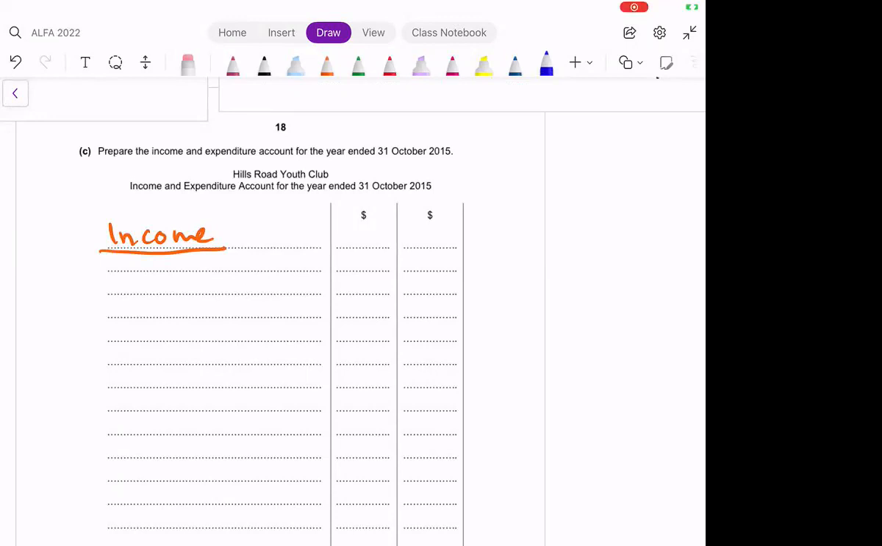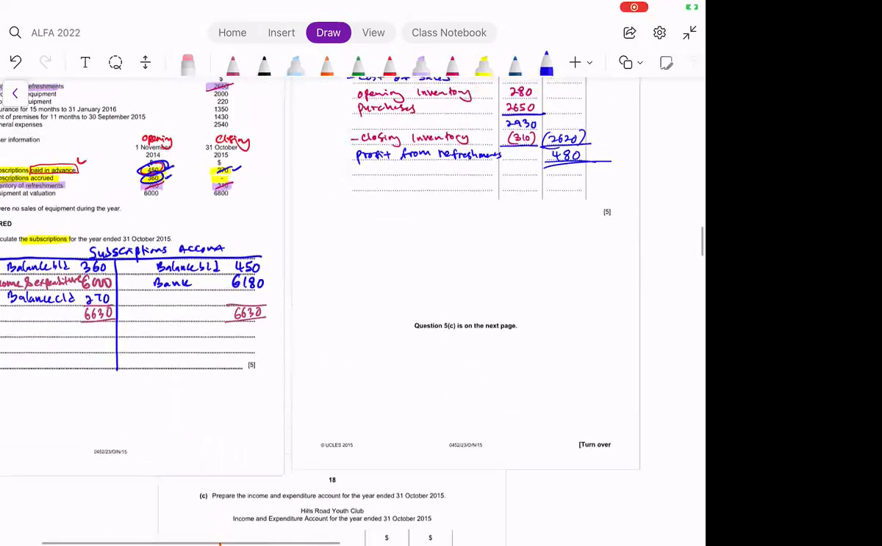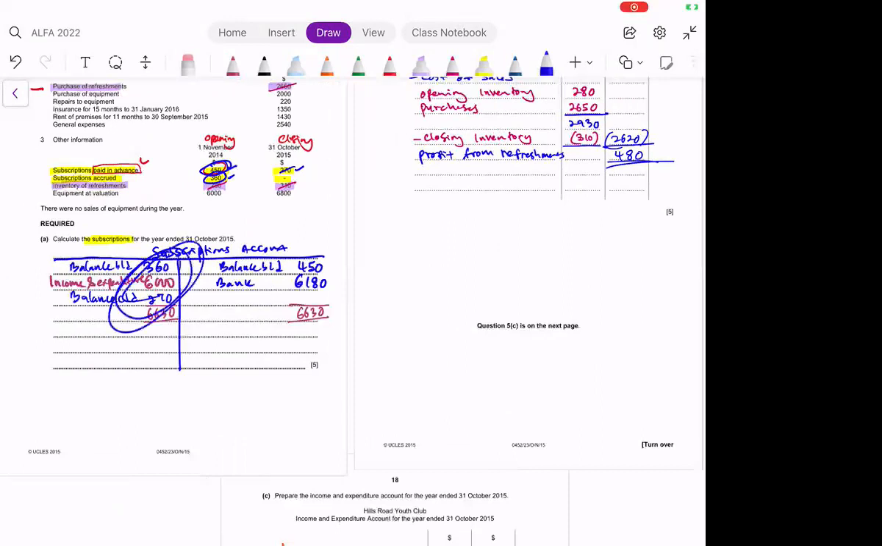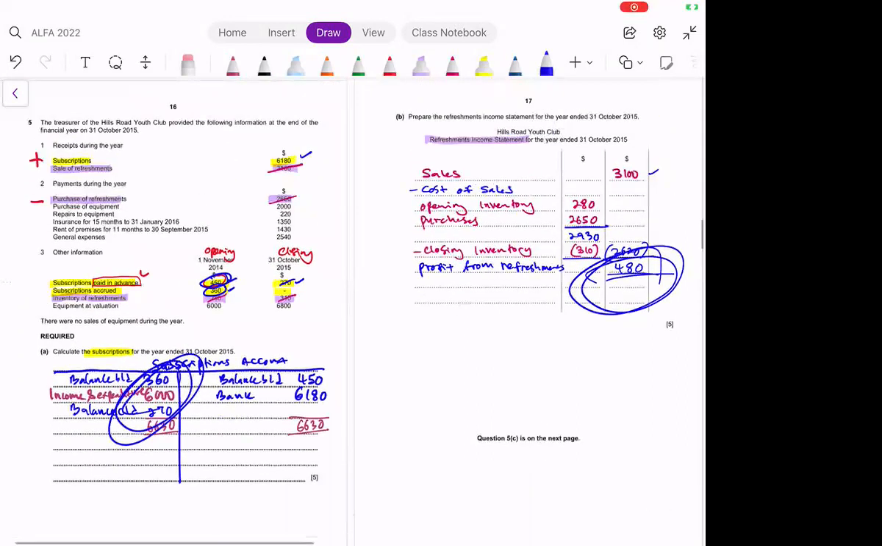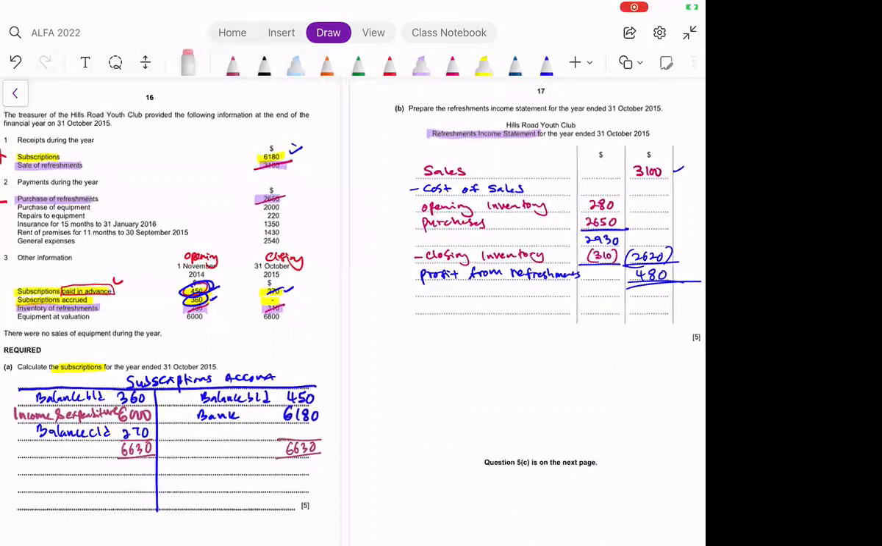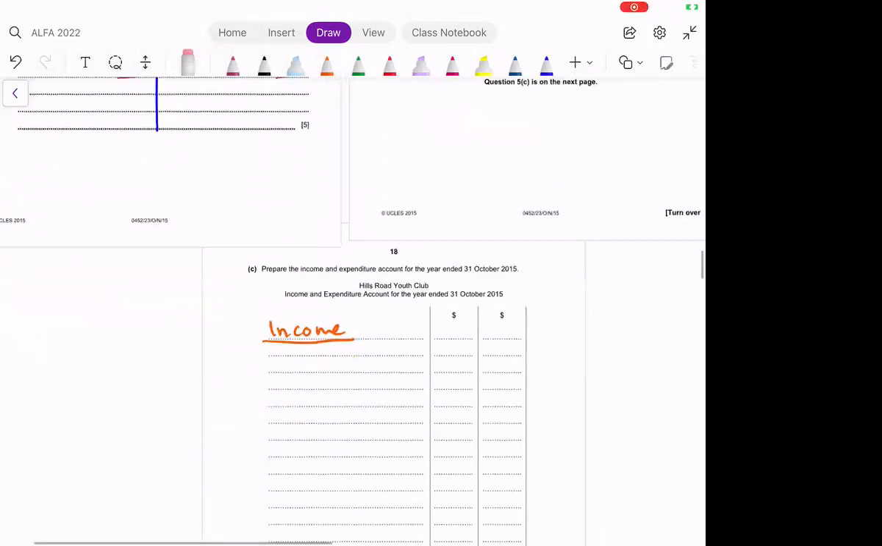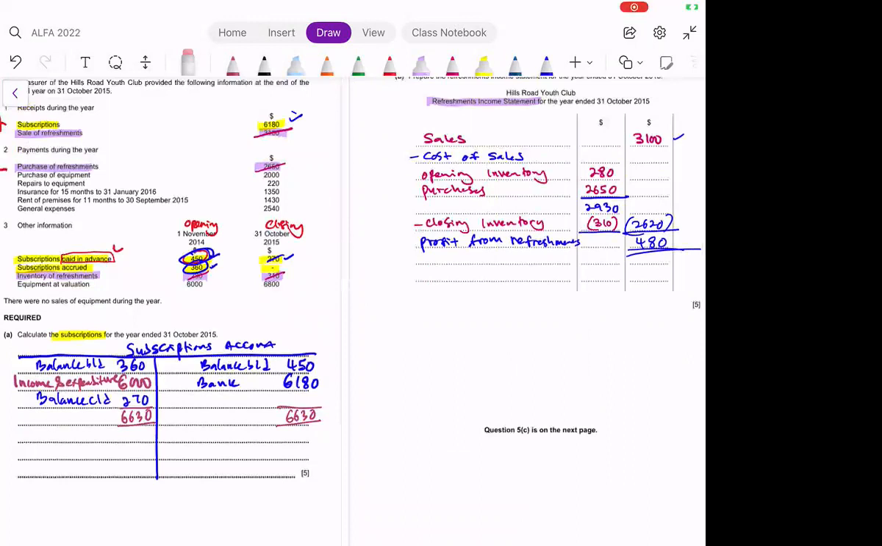So can you go check in the previous answer? Your previous answer is this and this. Do you have any other income? In the receipts we don't have, balance b/d c/d also don't have. So we have only two incomes. Can you do the income part yourself and tell me how much the total income is?